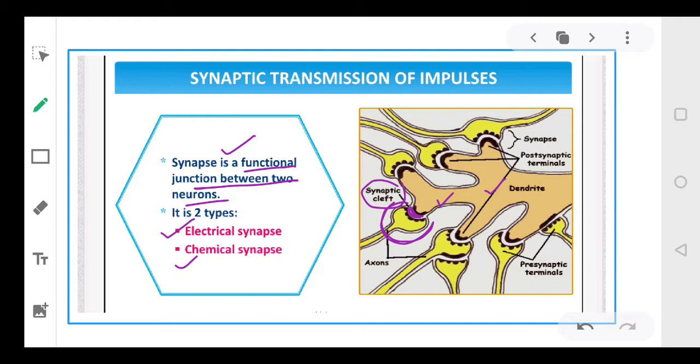So we can have two types of synapse as well. One is electrical synapse, second is chemical synapse. So if the message travels in the form of electrical signal through the synapse, we call it electrical synapse. And if the message travels through the chemical, then it is a chemical synapse. But rarely, dear students, in case of human beings, we rarely have the electrical synapse. We always have a chemical synapse. Okay, we always have a chemical synapse.